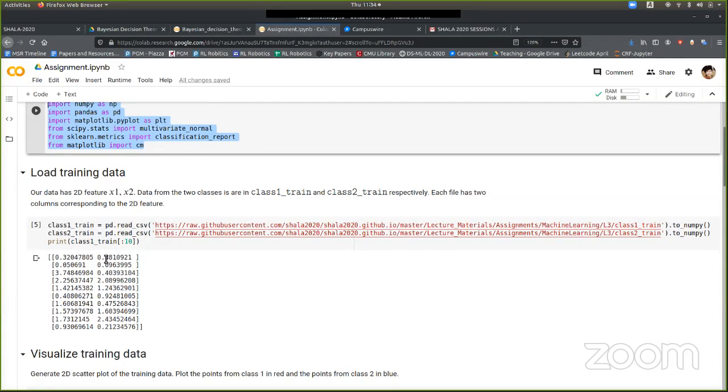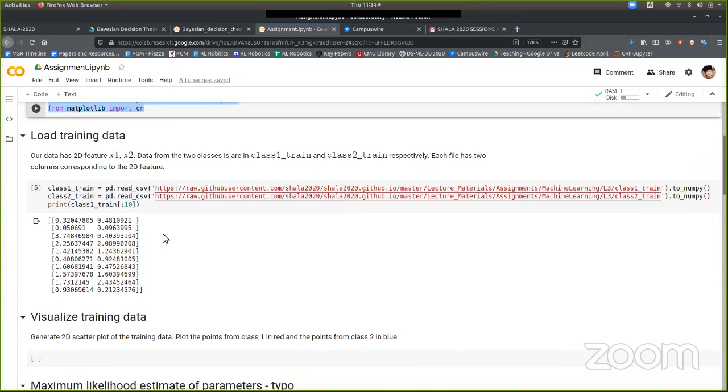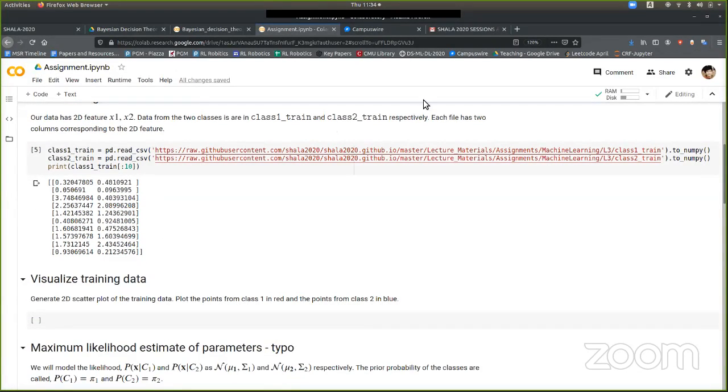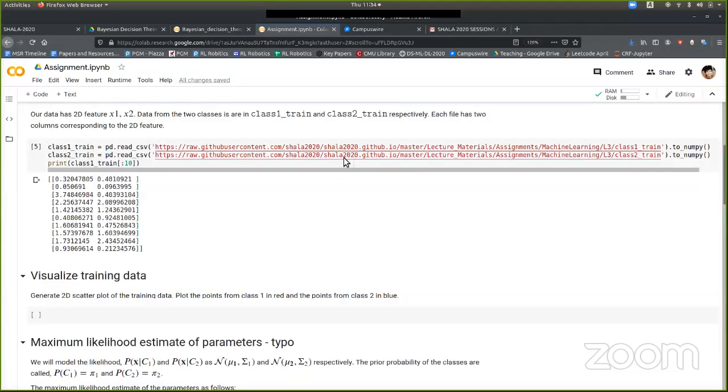Here I have printed 10 rows from class 1 train. So the first column contains the first dimension of your feature, that is x1, and the second column contains the second dimension of your feature, that is x2. And similarly, we have two columns for class 2 train as well.